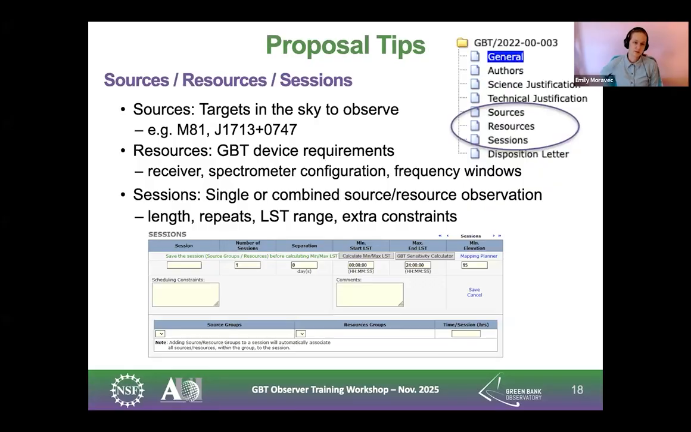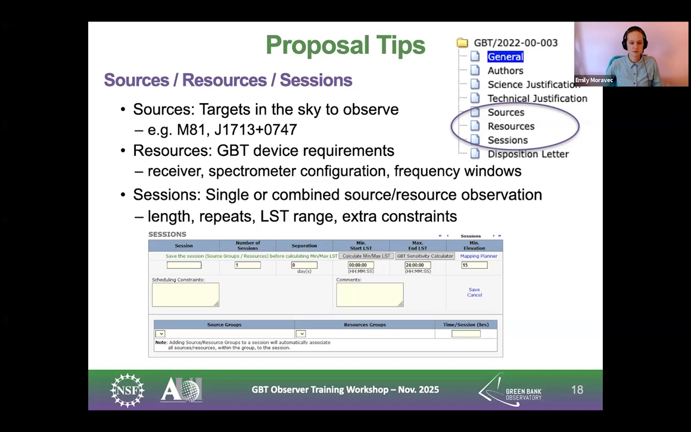So there are the sources, resources, and sessions sections. Sources is where you're adding the sources that you want to observe. Resources are what receivers you're going to use. And the sessions are where you're likely combining a few targets into one observing session.